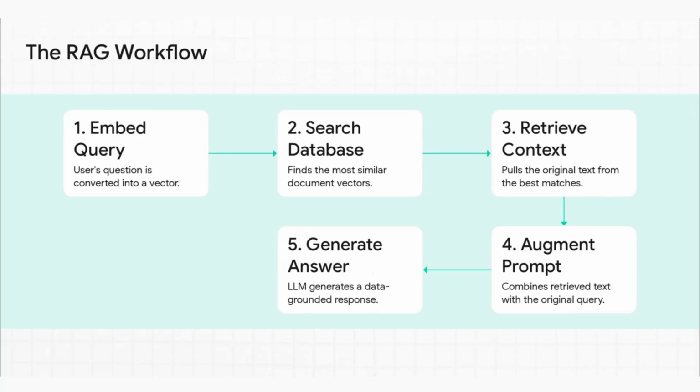Here's the play-by-play. First, a user asks a question. That question gets turned into a vector. That vector is sent to the database, which instantly finds the most relevant snippets of text from your private documents. Now, and this is the genius part, that retrieved text is taken and combined with the original question to create a new, supercharged prompt. Finally, that prompt is sent to the LLM, which can now generate a perfect answer that's grounded in your specific, private data. And just like that, the AI's blind spot is gone.